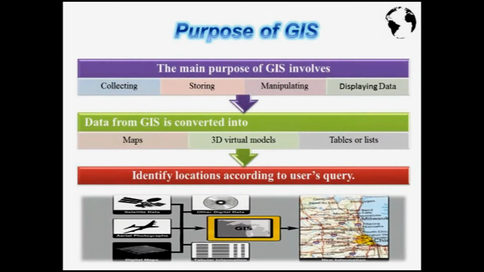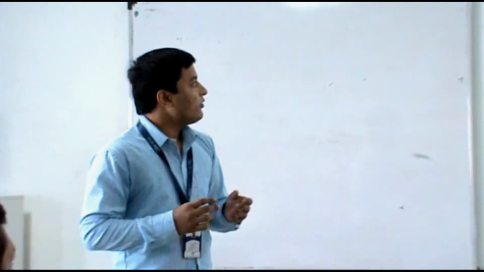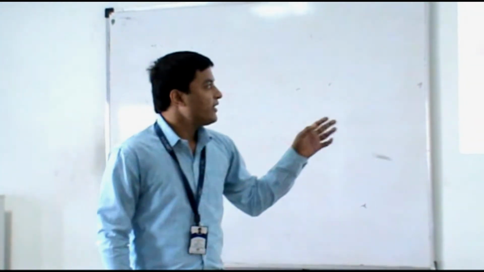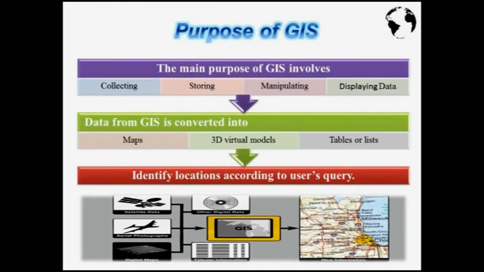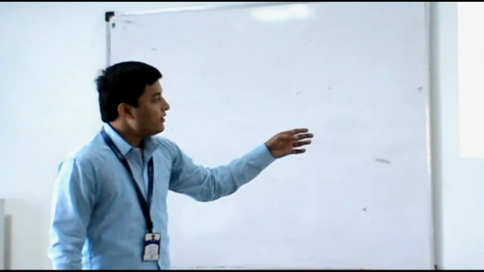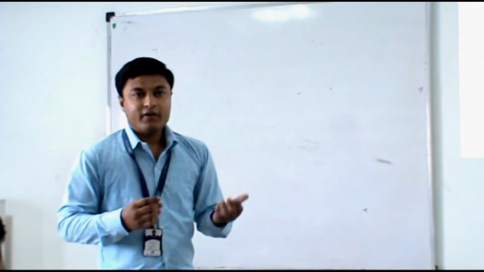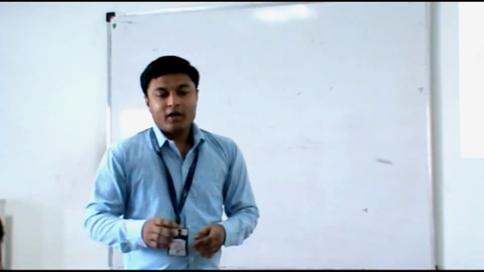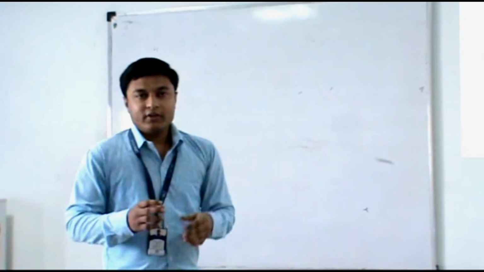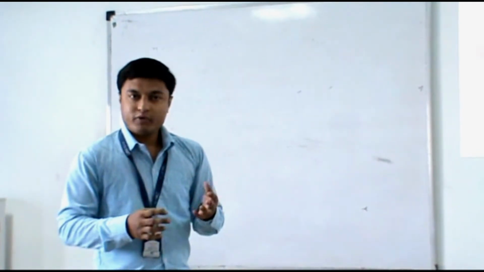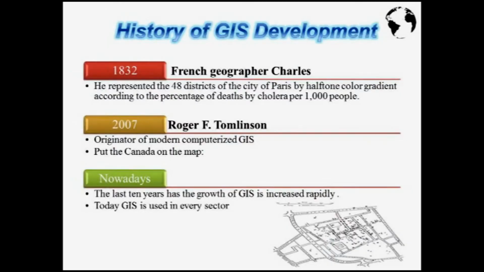Purpose of GIS. We collect data, store data, manipulate it, and display data in the form of maps, 3D models and tables. Here we see that satellite images, aerial photographs and digital maps are converted and stored in digital format. When the user fires a query, the application gets the data from the database and we can see it on the map. Then we can find out the exact position where the specific information is located.